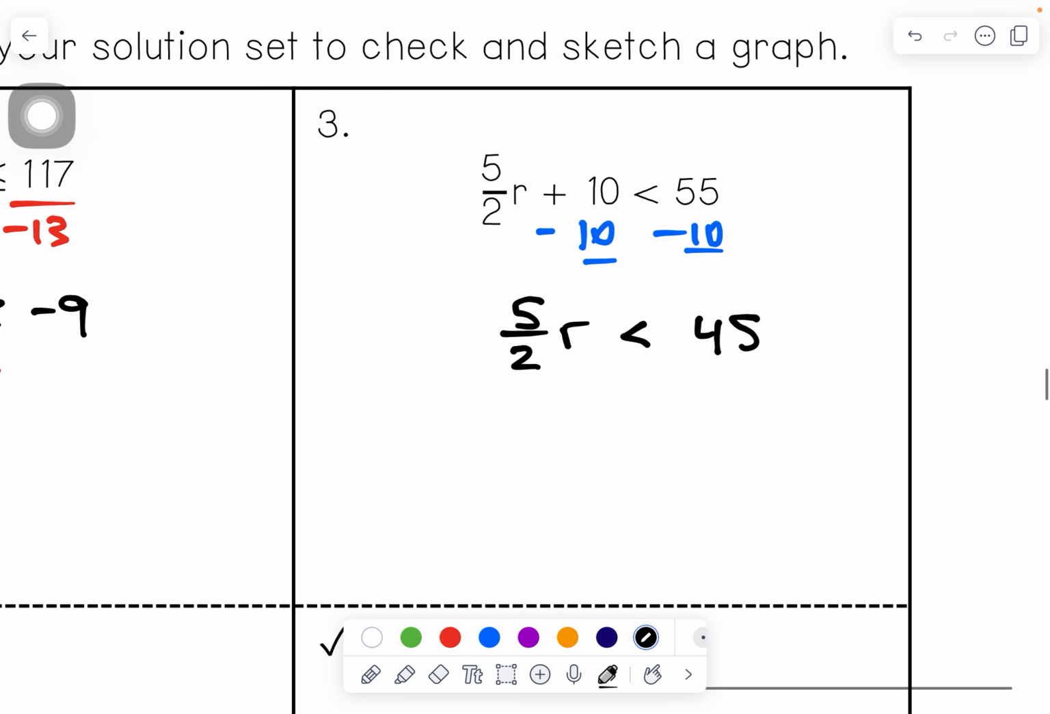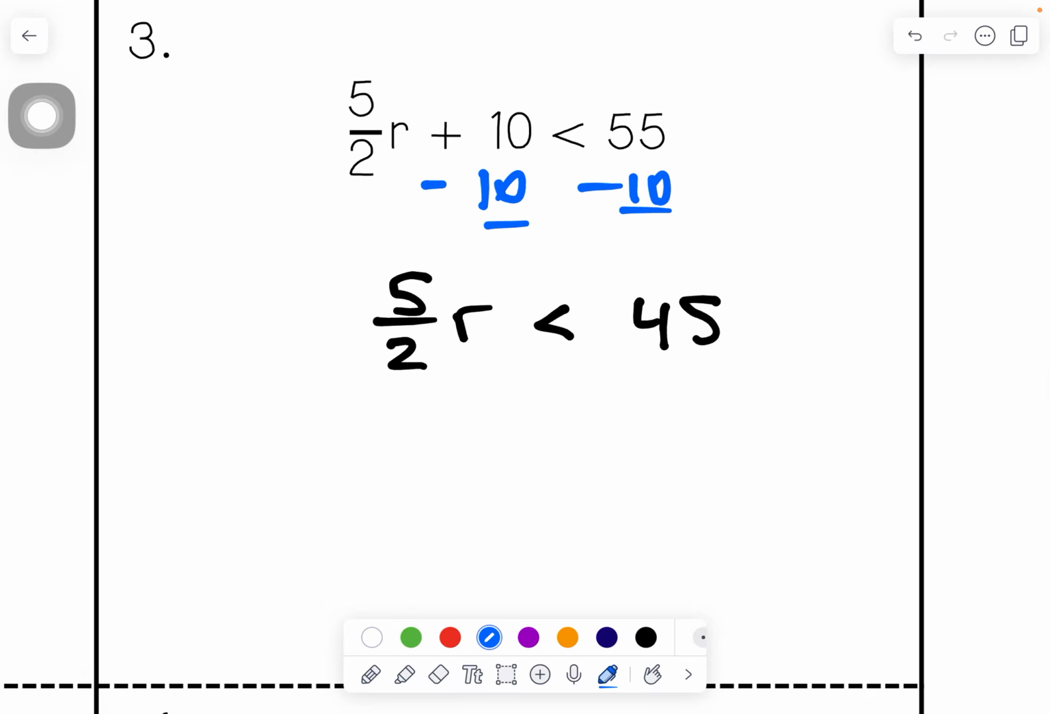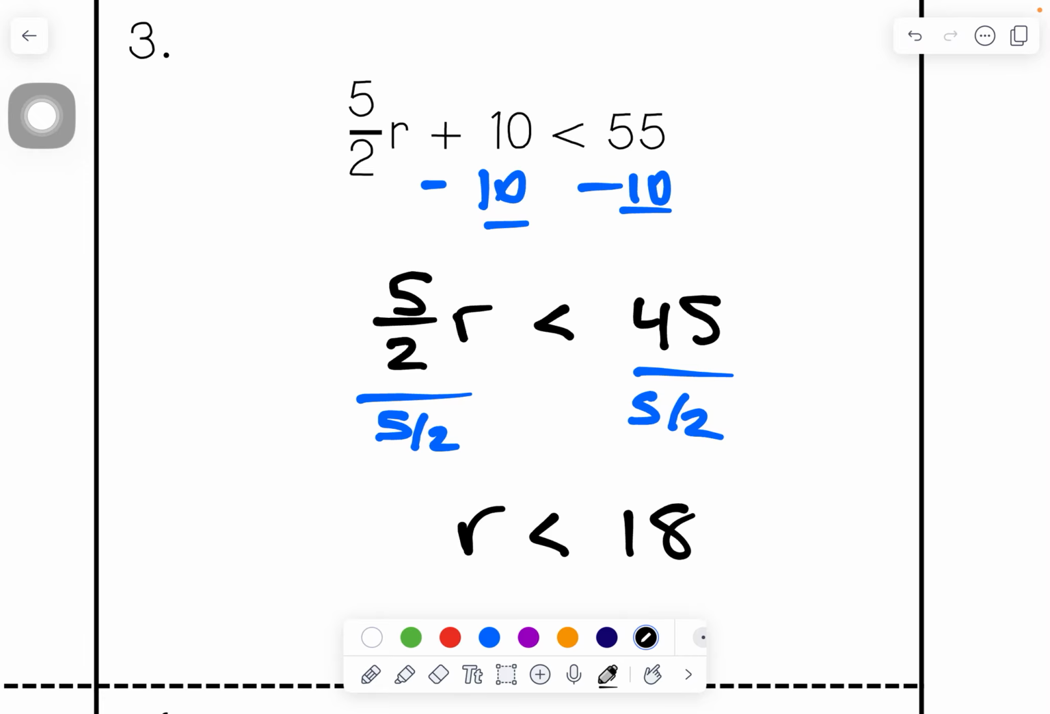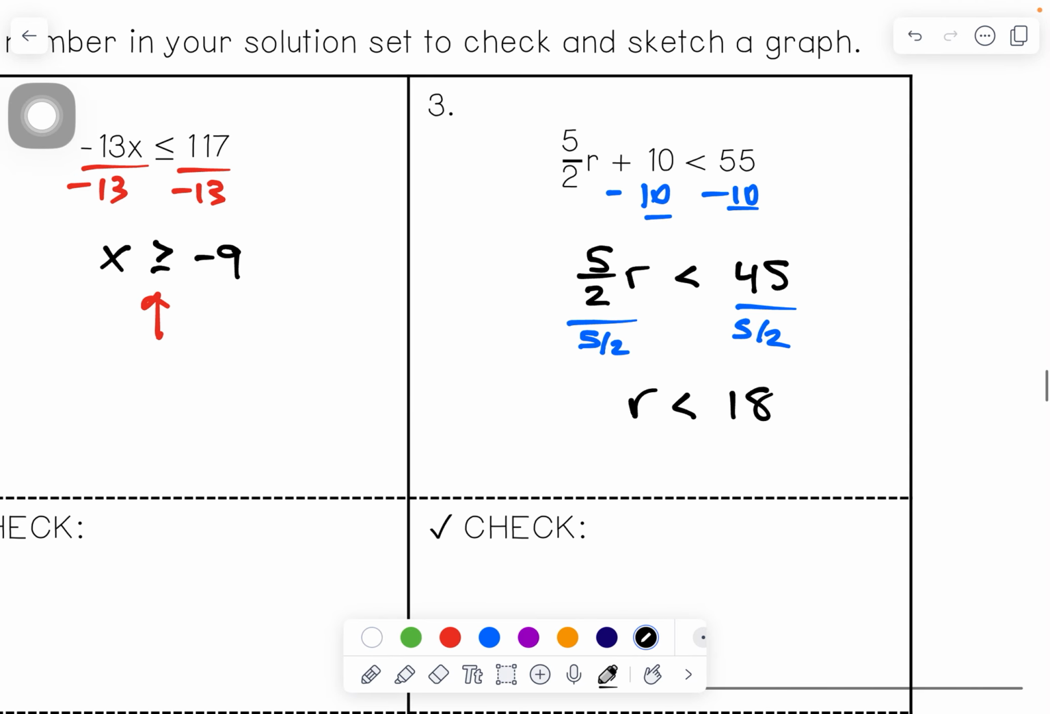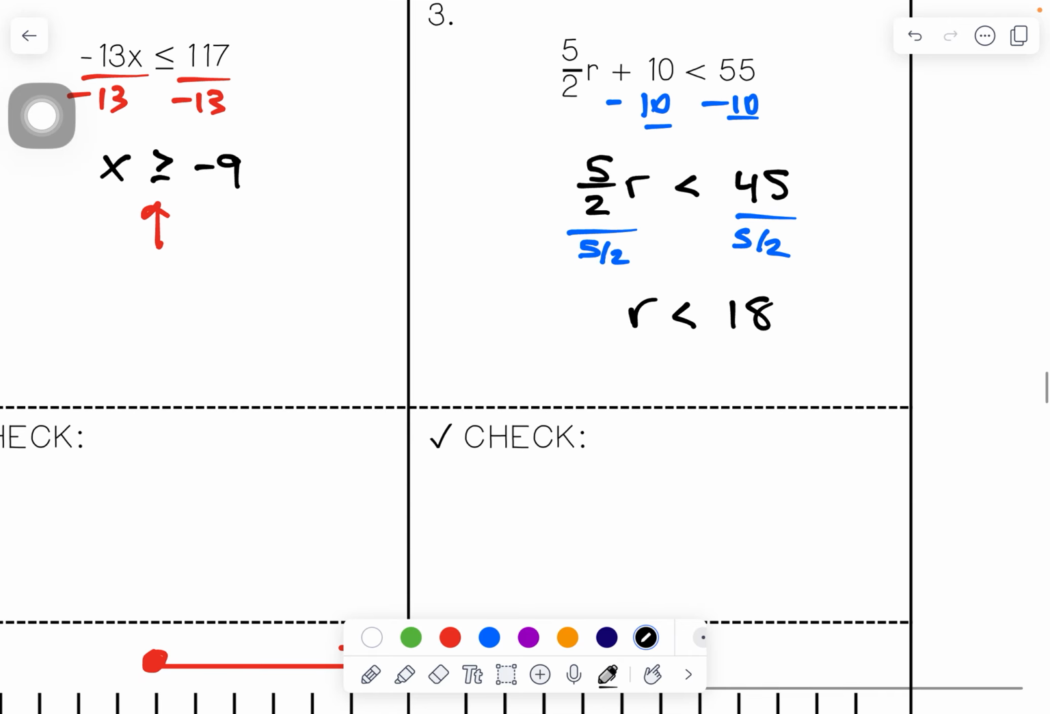Then I'm going to divide by 5 halves, or I could multiply by the reciprocal, which will be 2/5, doesn't matter. When I do that, I end up with r is less than, and that ends up giving me what, 18? So r is less than 18. I didn't have to worry about flipping my symbol because there was no negatives involved.